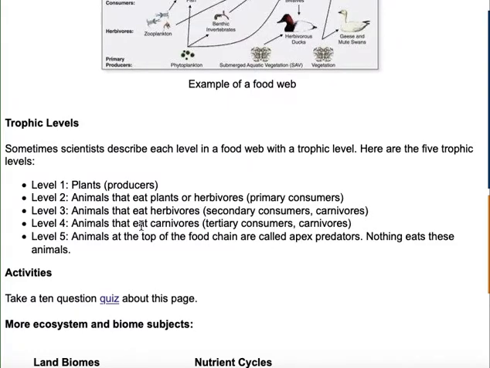Level 4, animals that eat carnivores, tertiary consumers, and other carnivores. Level 5, animals at the top of the food chain are called apex predators. Nothing eats these animals.